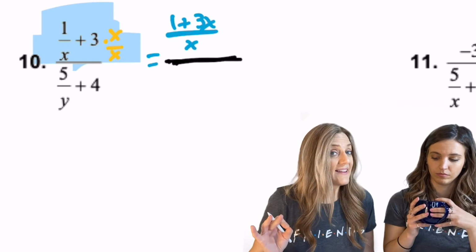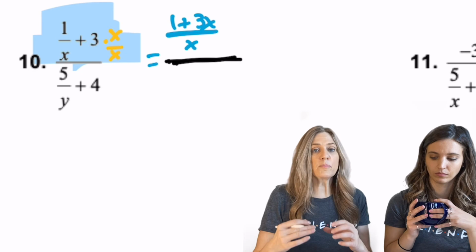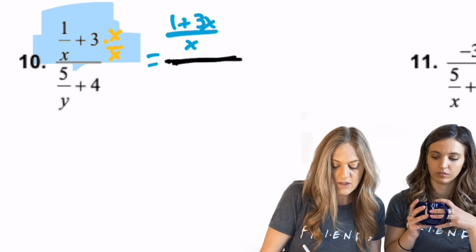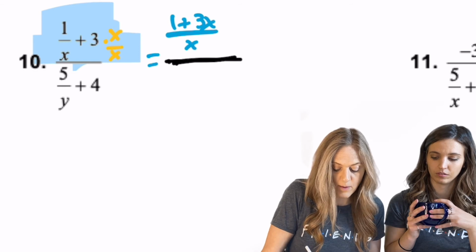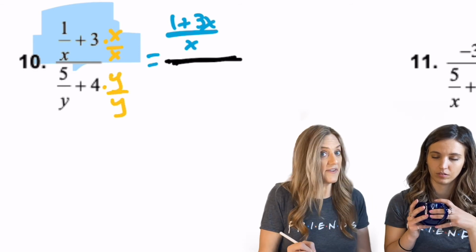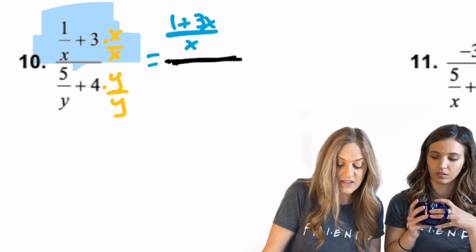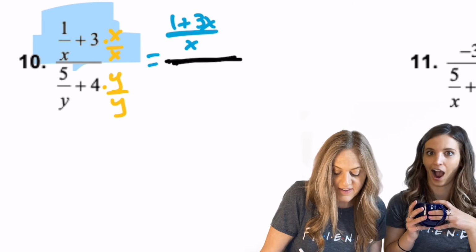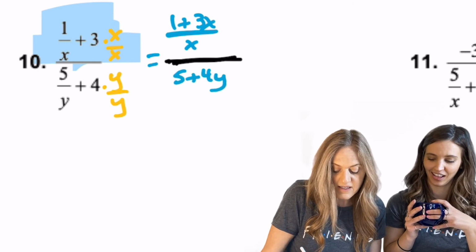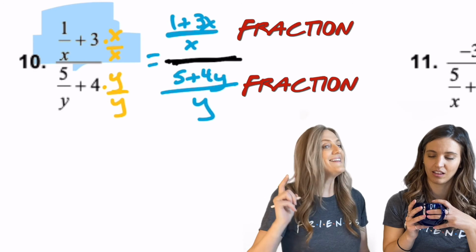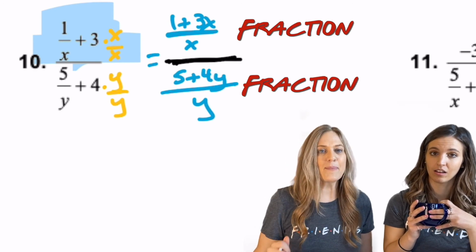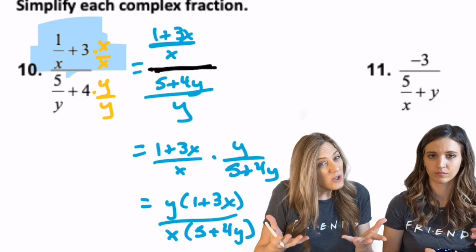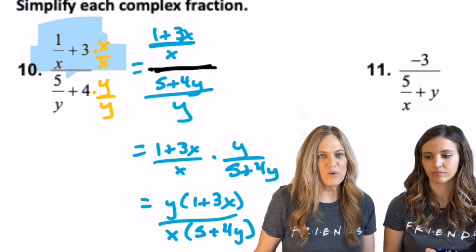Okay, really highlighting that now I'm going to do a whole separate problem in the denominator of this complex fraction. So this time I need to multiply the 4 by y over y, in order to get a common denominator for the denominator of my complex fraction. So that gives me 5 plus 4y divided by y. Now it's just like above. Multiply by the reciprocal and we're done. You might ask, should I distribute? You could, but there's no good reason to at this point, so just leave it.